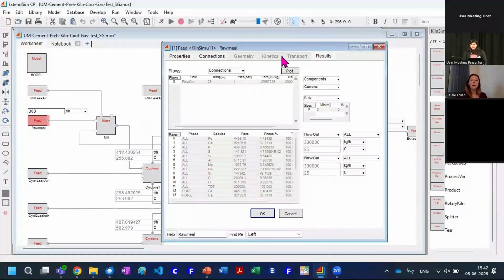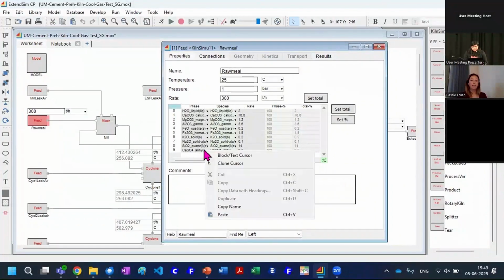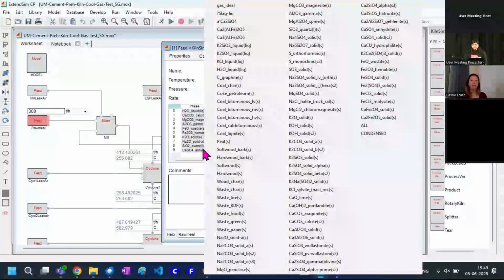But if you click on the properties part of it, this is where you would actually put in the phase, species, and composition of your feed material. So if you click on the little black arrow for one of these, yes. You can see all the phases that exist inside of your CST file.